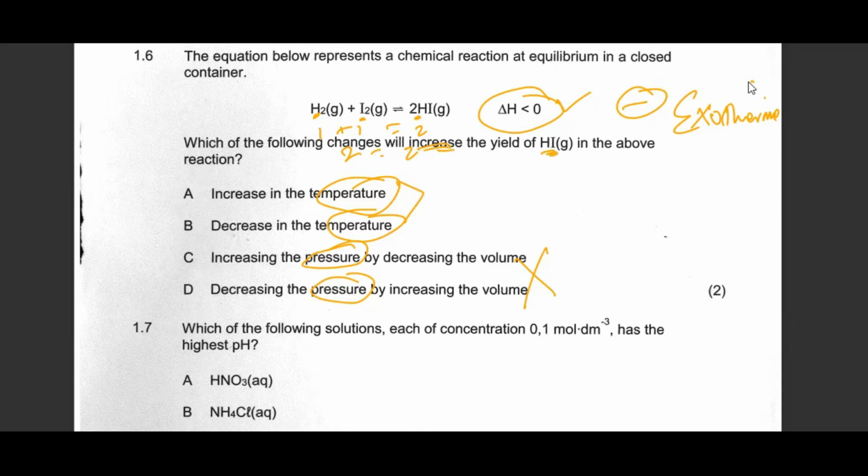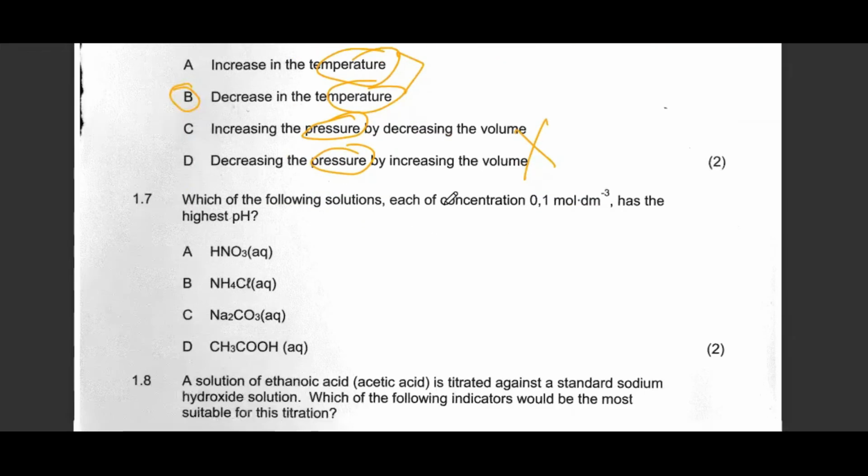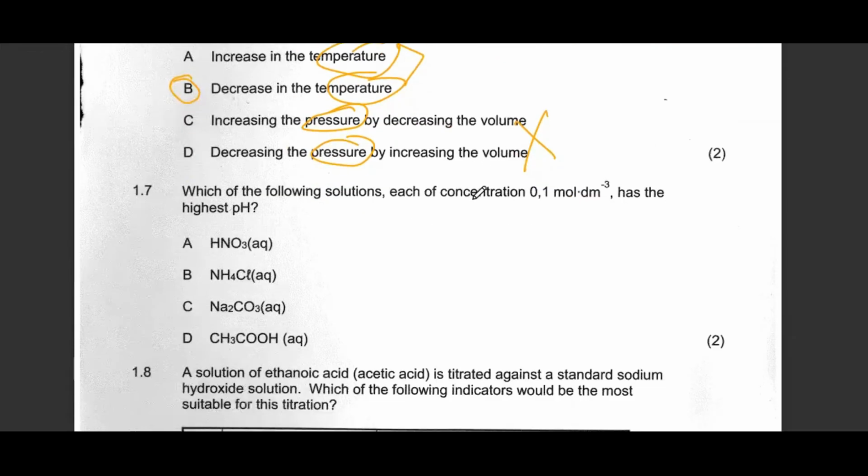So if you come here, it says which one of the following will increase the yield of hydrogen iodide. If you look at here, increase the temperature, no, because this is not an endothermic reaction. So the only answer which is remaining is B, decrease in temperature. So the answer for that case is going to be D. Sorry, it's going to be B.